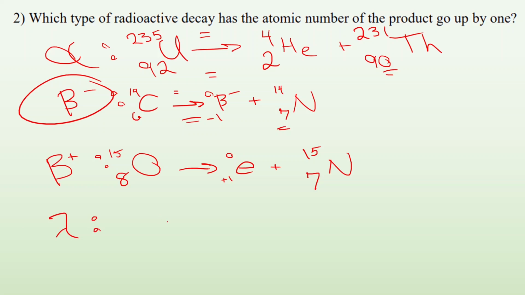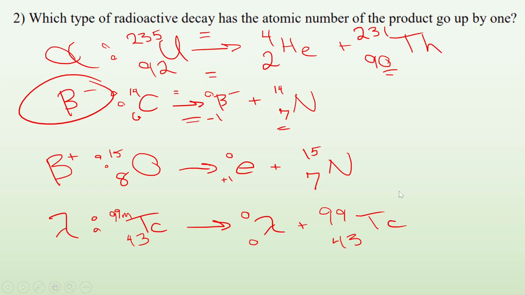And then last, let's take a look at gamma emissions. So Tc-99m will give off gamma rays. But what gamma rays are is it's not actually a particle, it's just a high energy photon. So it has a charge of 0 and a mass of 0. So the numbers don't really change in this example, but a gamma particle is given off, or gamma ray.